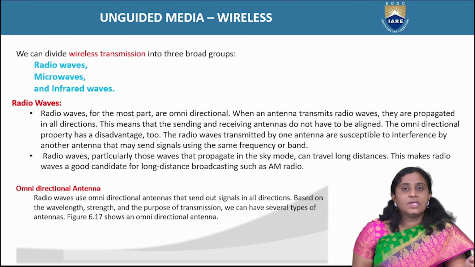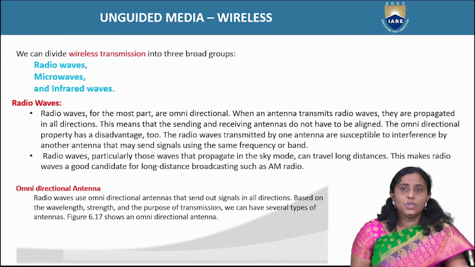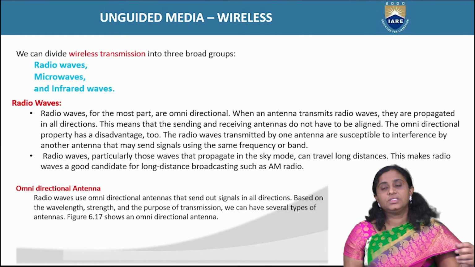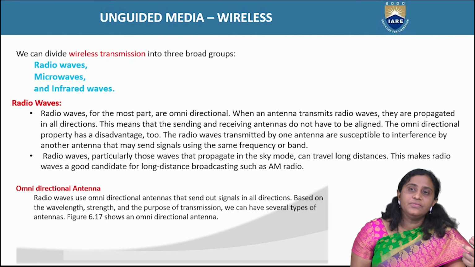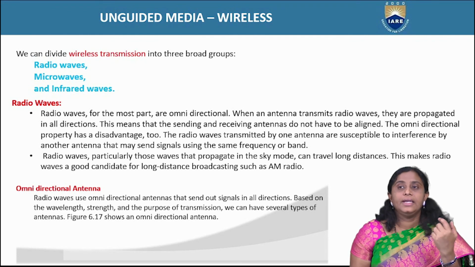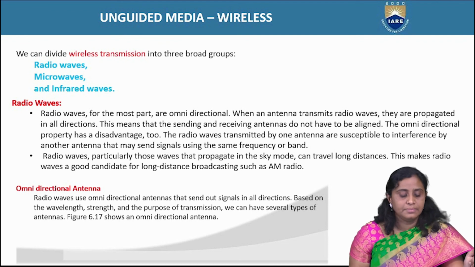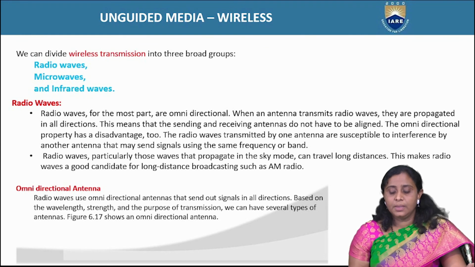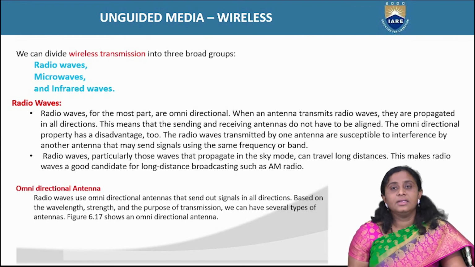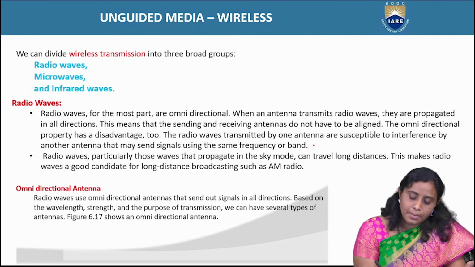Coming to wireless transmission, the first one is radio waves, which are for the most part omnidirectional. When an antenna transmits radio waves, they are propagated in all directions. This means that the sending and receiving antennas do not have to be aligned. The omnidirectional property also has a disadvantage: radio waves transmitted by one antenna are susceptible to interference by another antenna that may send signals using the same frequency or band.